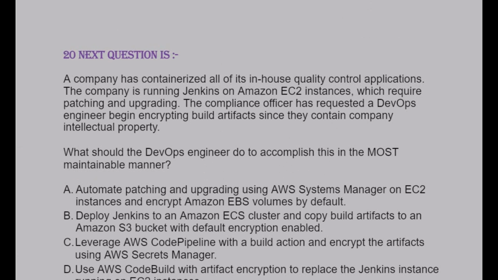Question is, a company has containerized all of its in-house quality control applications. The company is running Jenkins on Amazon EC2 instances, which require patching and upgrading. The compliance officer has requested a DevOps engineer begin encrypting build artifacts since they contain company intellectual property. What should the DevOps engineer do to accomplish this in the most maintainable manner?